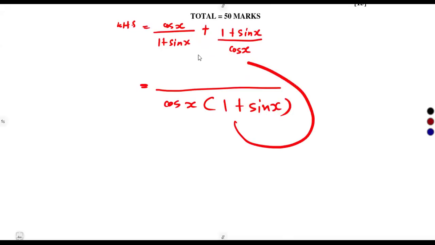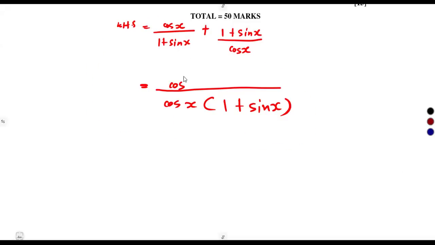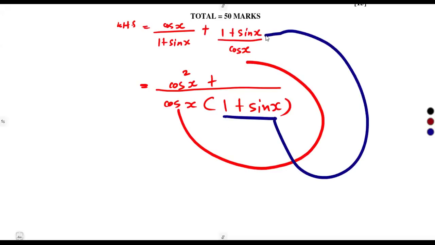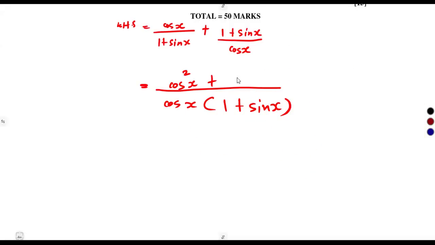So dividing this one and this one, they cancel. You remain with cos, so that's cos times cos in the numerator. That's cos squared x. Plus, you divide cos of x and cos of x, they cancel. You're going to remain with this 1 plus sine x, which you multiply to the numerator. Again, there's 1 plus sine x there. So 1 plus sine x times 1 plus sine x is simply 1 plus the sine of x, squared. Just like that.